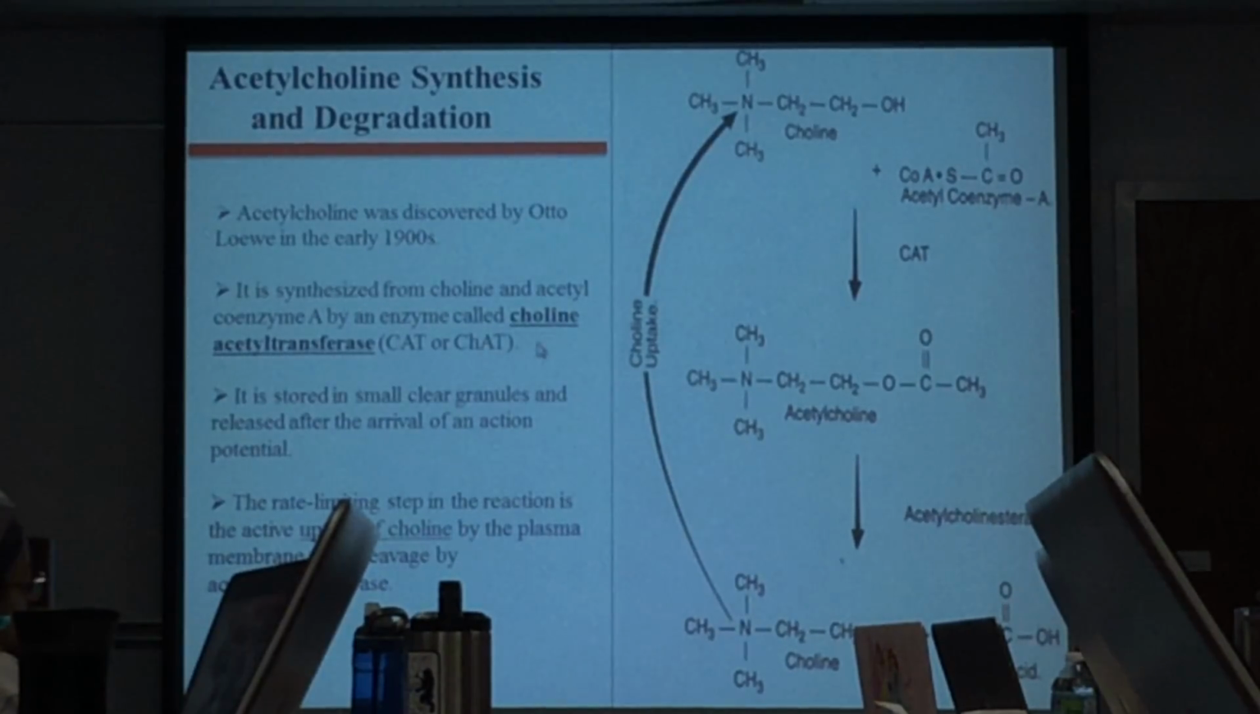So the enzyme involved in acetylcholine synthesis is called choline acetyltransferase. There are drugs that specifically target this synthesis process. So if there's too much acetylcholine, you can use inhibitors to reduce the synthesis.